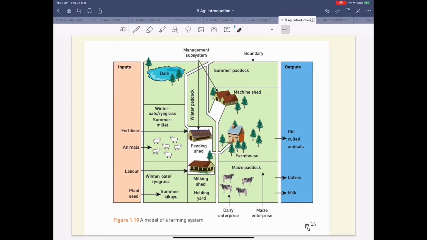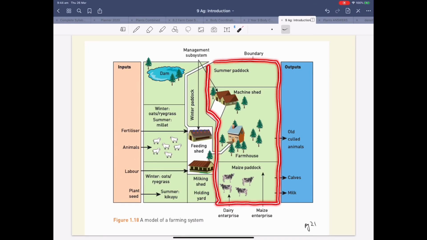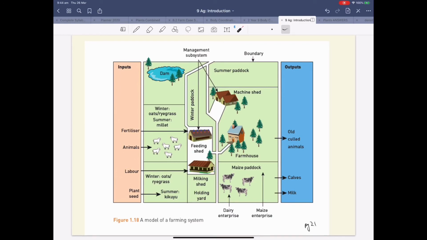Now, those processes are a part of different enterprises. Okay, so in our diagram here, we have a sheep meat enterprise, we have a dairy enterprise, we have, what else do we have? We have a summer paddock for pasture, and we have a cropping enterprise as well. Another thing to note is that we have boundaries. We have physical boundaries around different parts of our farms, and that acts as boundaries for our processes also.